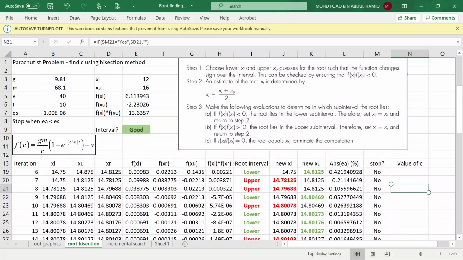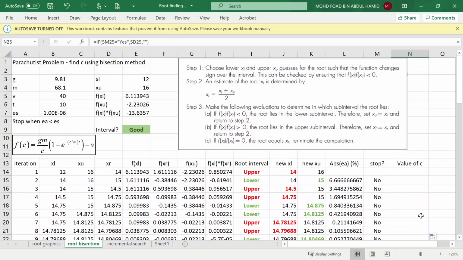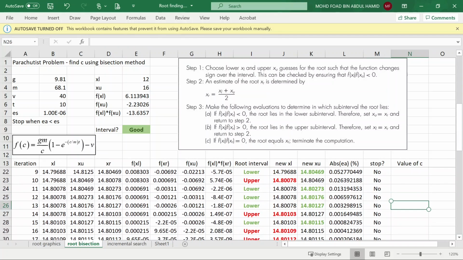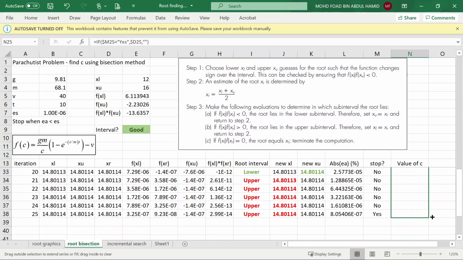Okay, so we need to drag that. Drag more. Okay, up to here. It's 14.8. 0.113. So this is the solution here. This is solution 14.8.